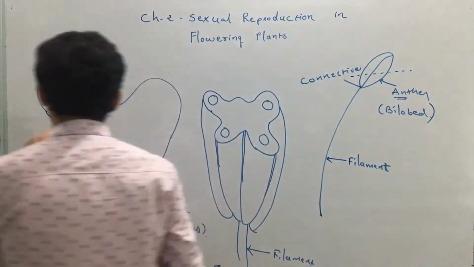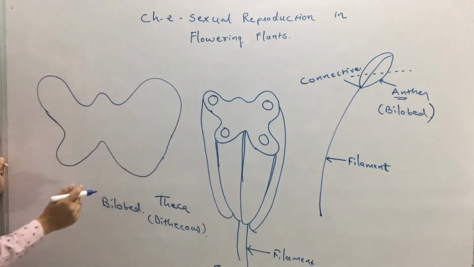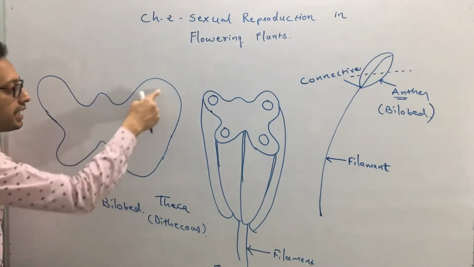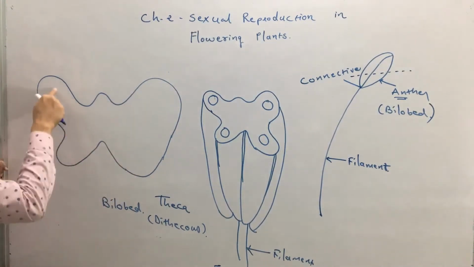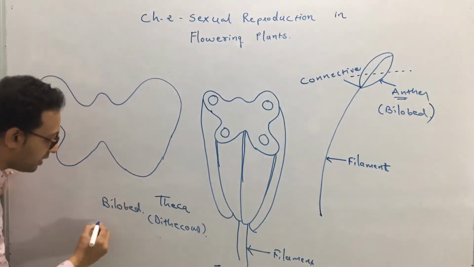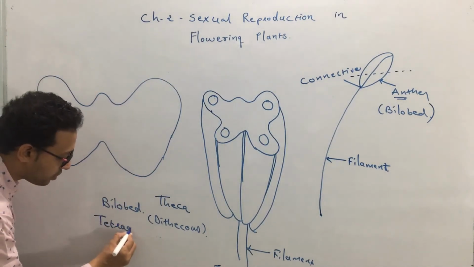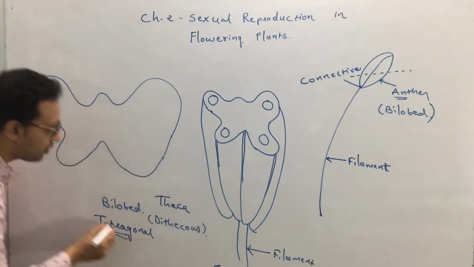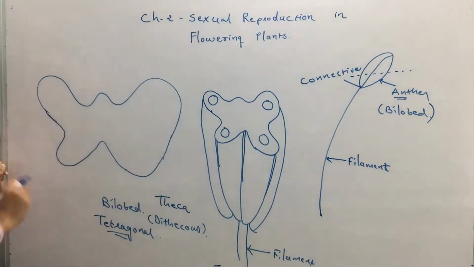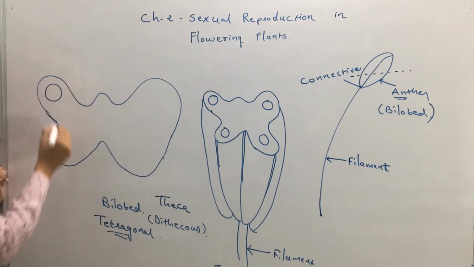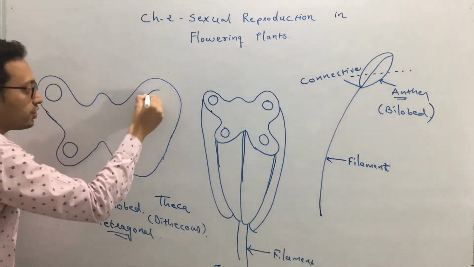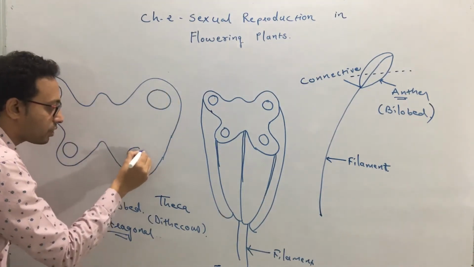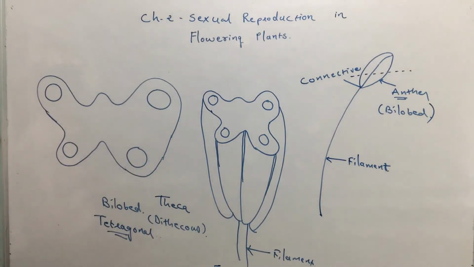Now if you see its sides, how many sides are present? There are 4 sides: 1, 2, 3 and 4. This means the anther is a tetragonal structure, because it has 4 corners or 4 sides. That's why it is called a tetragonal structure. Each corner contains a microsporangium, which is circular in nature. So this is about the internal structure of an anther.